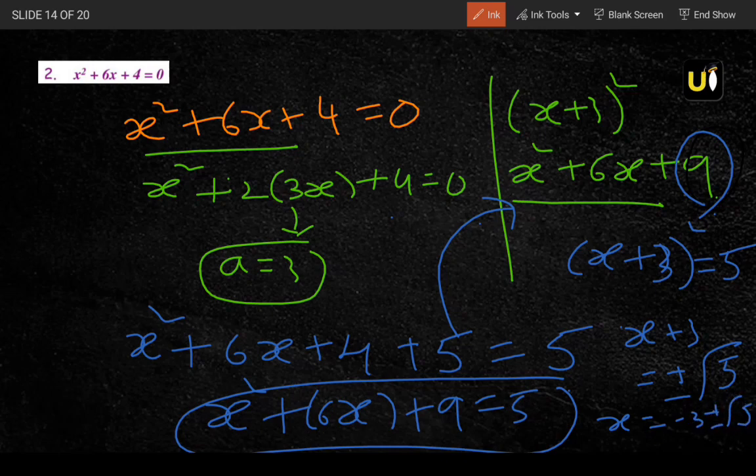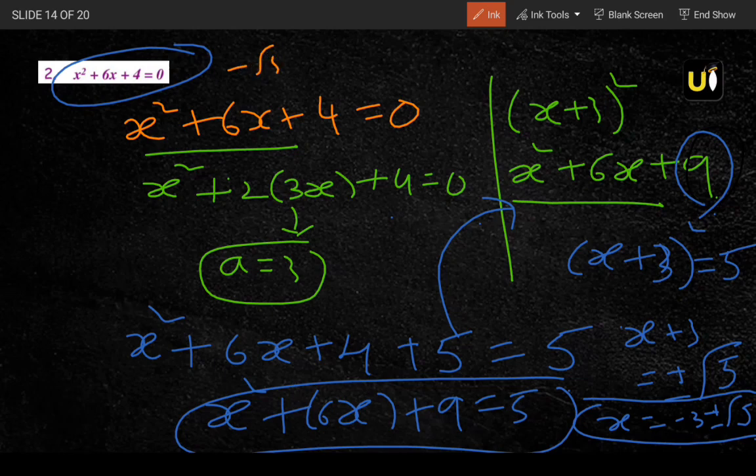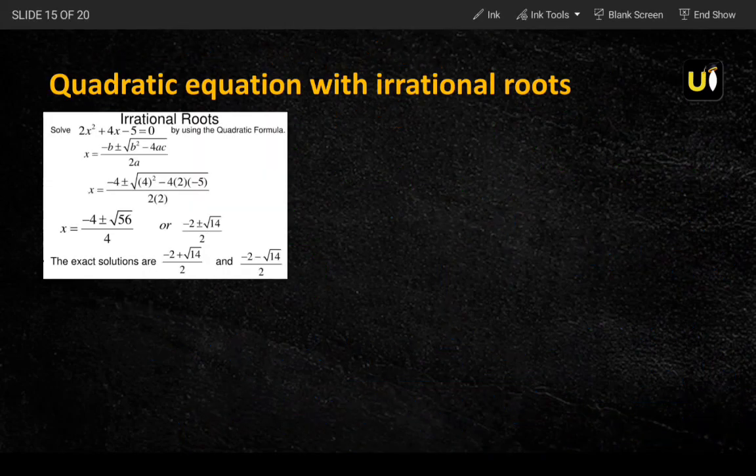So these two are the roots for this equation. One is minus root 5 minus 3, and one is root 5 minus 3. Next. So till now we have seen the cases in which the quadratic equations are having rational roots. In the previous case we got irrational roots. Irrational means it is including root 5, right? So that is an irrational root.